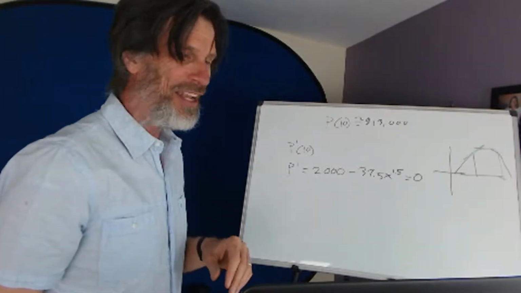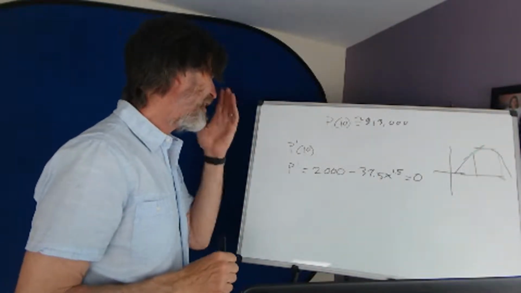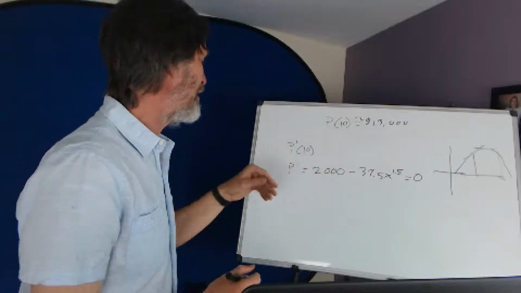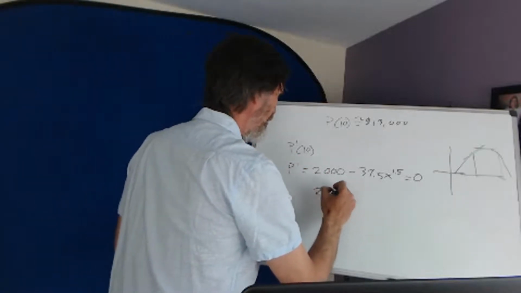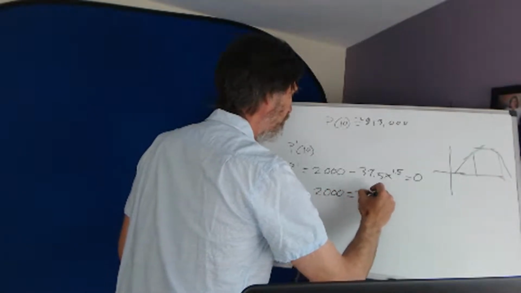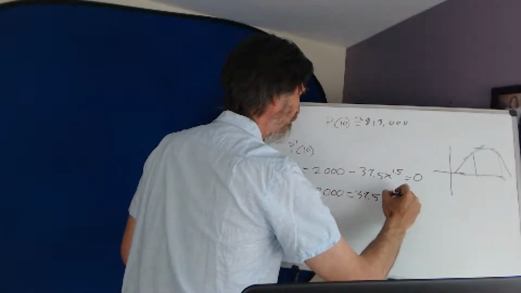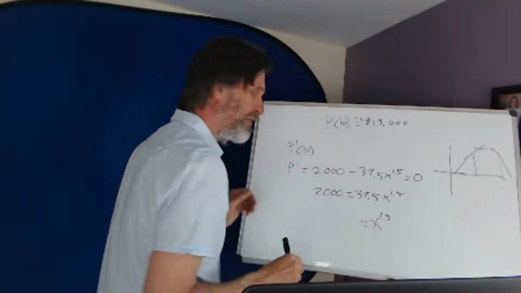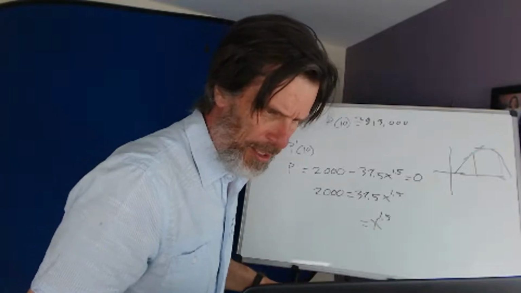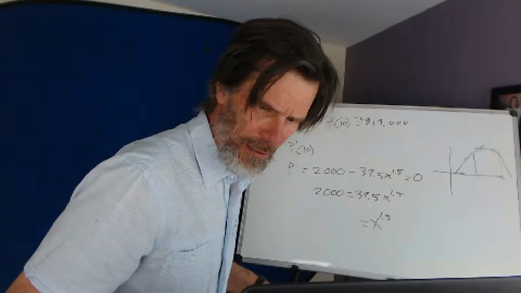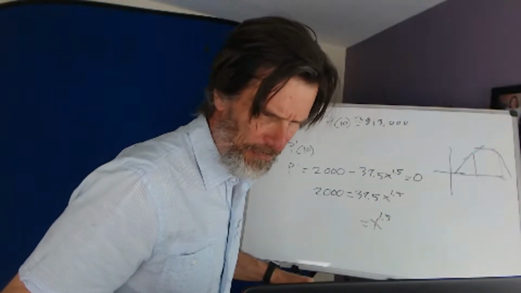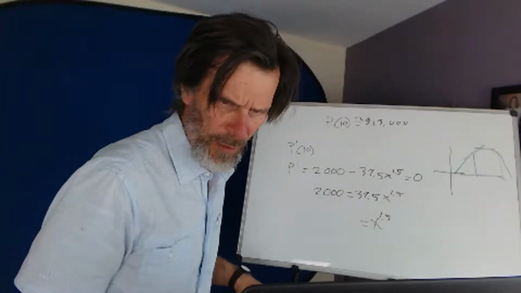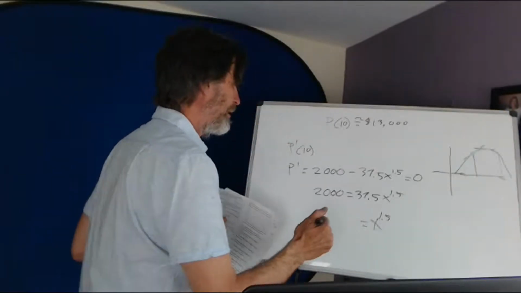I might need a calculation here. So someone with a calculator, help me out here. I don't have the 1.5 power button on my calculator. I'm going to set that equal to 0 and solve. So I have 2,000 equals 37.5 x to the 1.5. X to the 1.5 is equal to 2,000 divided by 37.5, which is 53.33.